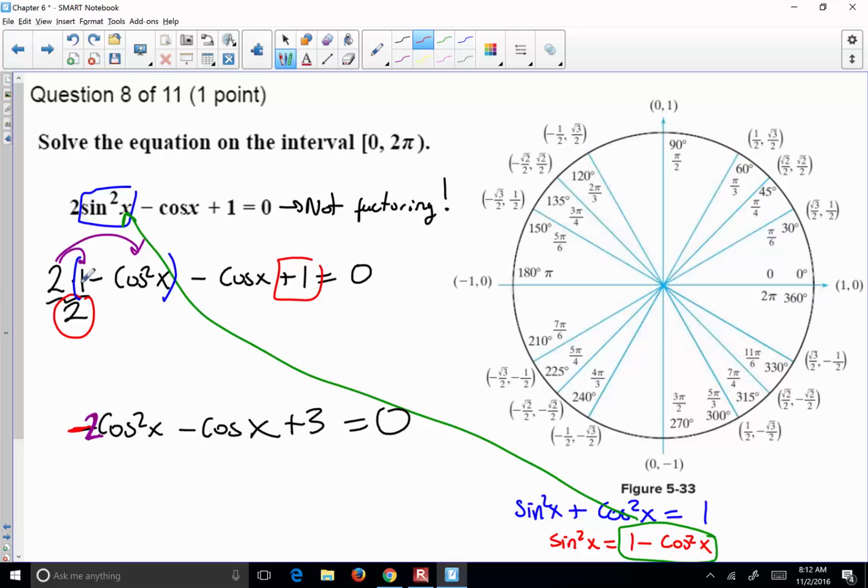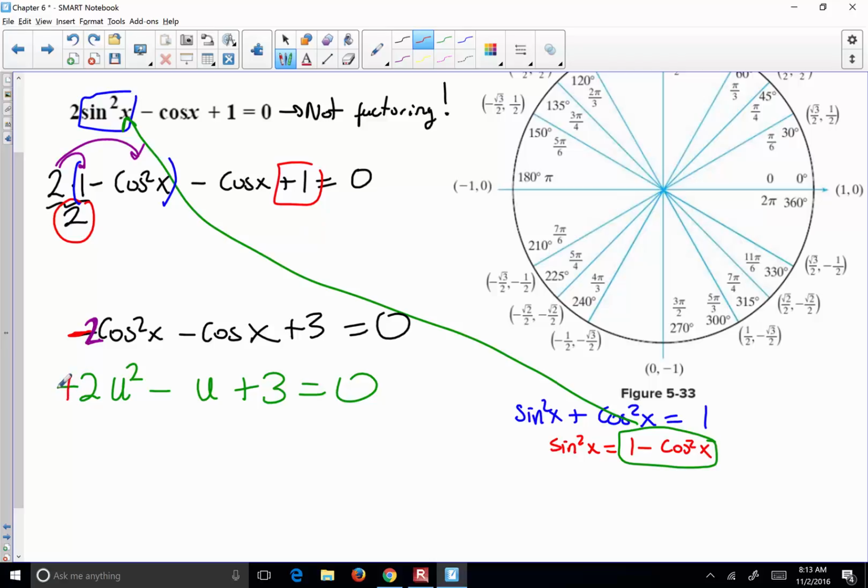The part 2 times 1 is 2, and adding 1 and getting 3 is still correct. This is part 3. Alright, good news. You have a quadratic equation with a single variable, cosine. Just imagine this question as minus 2u squared minus u plus 3, and factor it.